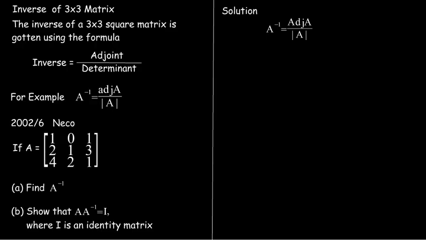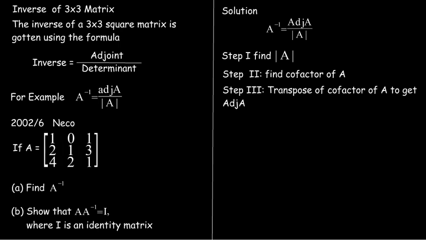Now we are going to be solving this in steps. Step 1 will be to find the determinant of A, step 2 to find the cofactor of A, step 3 transpose the cofactor of A to get the adjoint of A, and step 4 is to substitute these values and get our inverse.